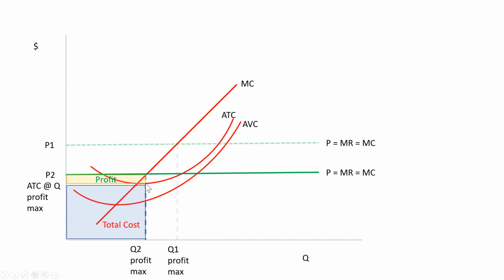The total cost is based on the average total cost. We take the quantity line that we're drawing down from the intersection between marginal cost and marginal revenue to where it crosses the average total cost curve. Then we draw a line over to the price axis, the dollar axis, and that gives us our average total cost. Average total cost times quantity gives us the rectangle representing total cost. And what's left over when you subtract total cost from total revenue is profit. Notice the profit is getting smaller as total cost starts to occupy more of the total revenue.